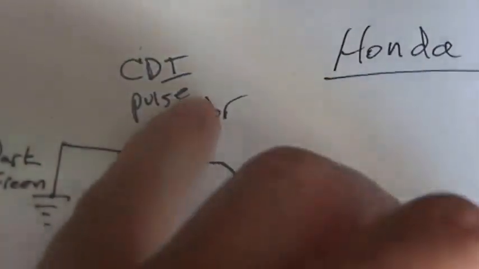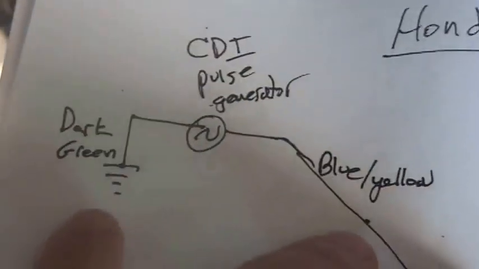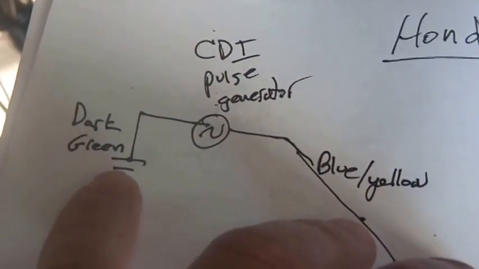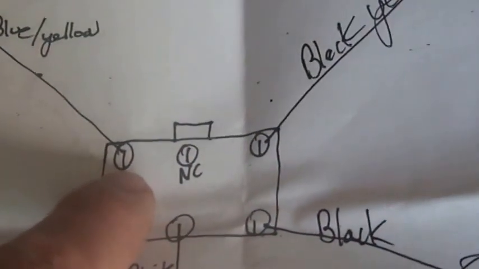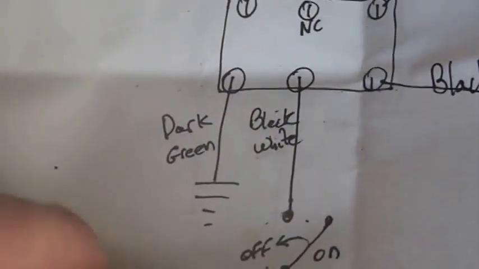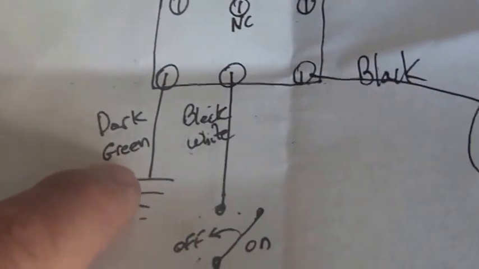I was drawing this out. I also went through the trouble of drawing out the Honda 200S. And boy, doesn't it look familiar? So, this is the Honda 200S, right? I put the CDI pulse generator in the same place. It has a dark green wire. Blue and yellow go from it to the CDI. Look at where it hits the CDI, same exact place. Dark green, same exact place.